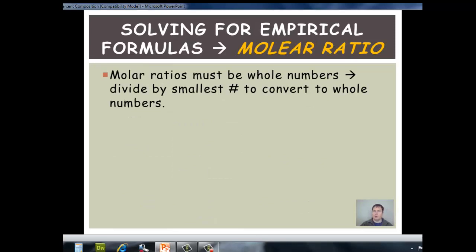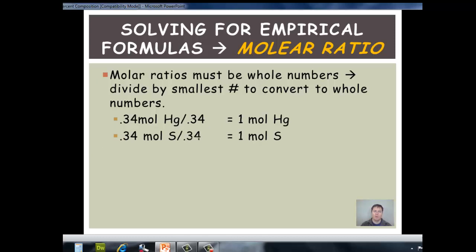So what we need to do, once we know the moles, is find whole numbers for the molar ratio. The way you do this is divide each of the moles that we calculated by whatever the smallest mole is. So let's look at this. The smallest is 0.34. So if you take 0.34 mercury divided by 0.34, we end up with 1 mole. If we do the same thing for sulfur, we end up with 1 mole sulfur. If we take 1.35 moles of oxygen divided by 0.34, we end up with 4 moles of oxygen. Now look at this. We have nice whole number ratios there. So we can use those as our subscripts.